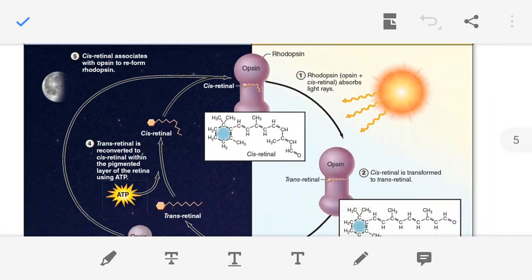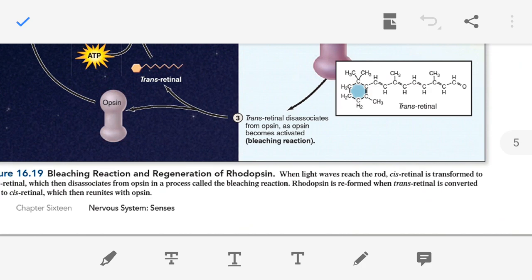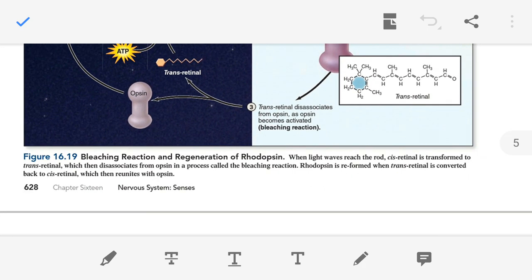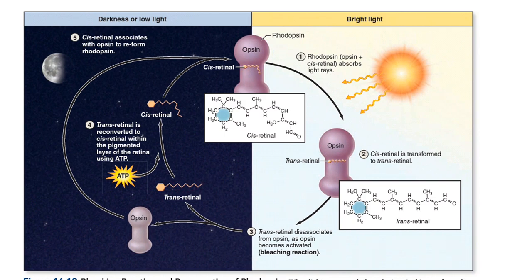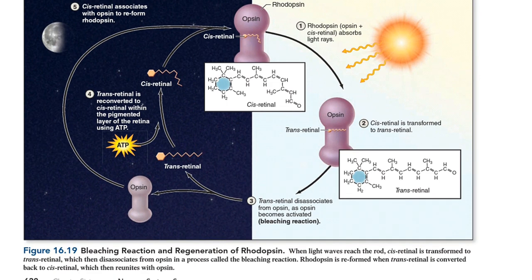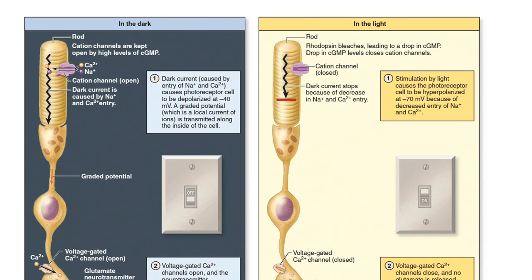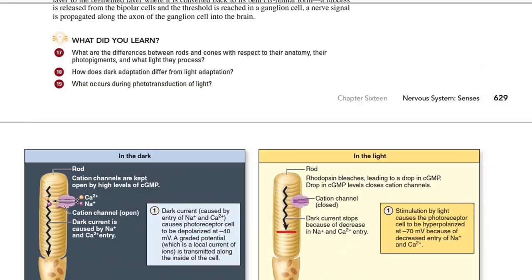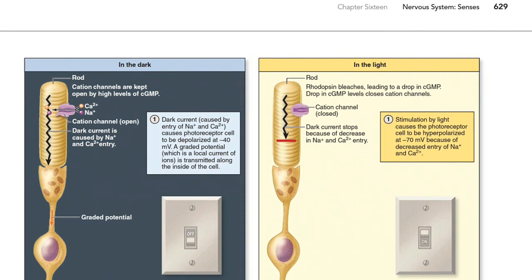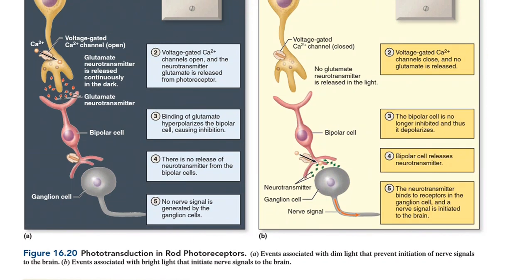Now during bright light, during daytime, what happens? Here the opsin is activated. So now as the opsin is activated, what happens? First let me show you this figure, phototransduction. So now opsin is activated. Here you see, in the light, rhodopsin bleaches and opsin is active. This is one concept map, phototransduction in a rod photoreceptor. This figure is showing the phototransduction in rod photoreceptor.